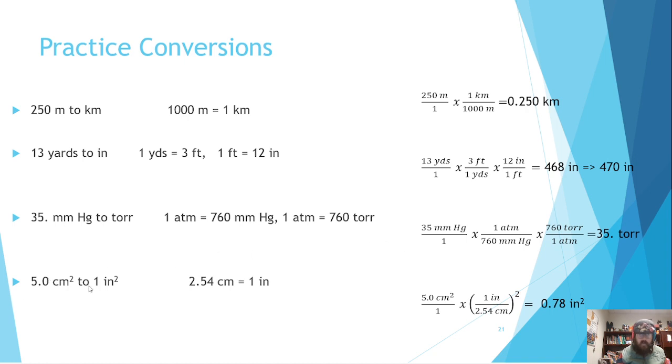Finally, 5 centimeters squared to inches squared. Well, there's an exact conversion of 2.54 centimeters in 1 inch. So we set that up. 5 centimeters squared, 2.54 centimeters per inch squared. Do that twice. Centimeter, centimeter squared, cancel. And we get inches, inches squared. So 5 divided by 2.54 divided by 2.54 again gives us 0.78 inches squared.